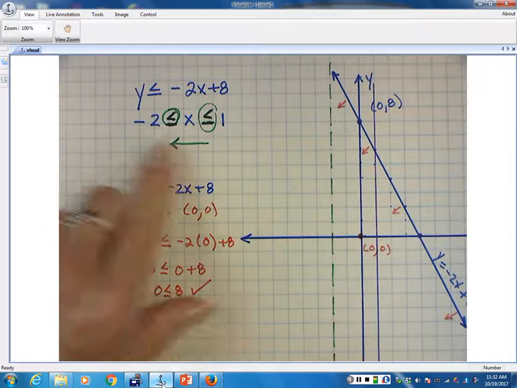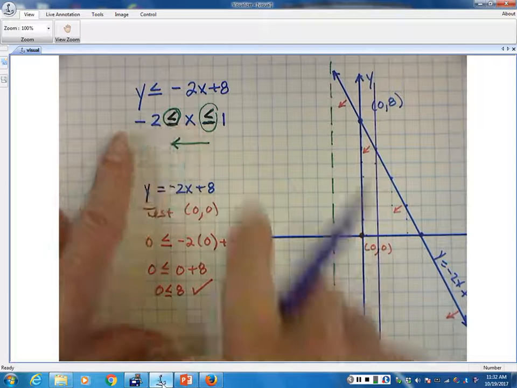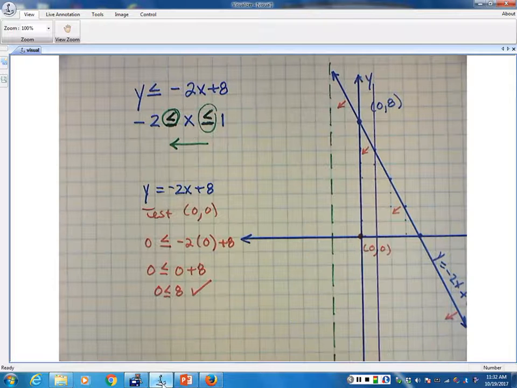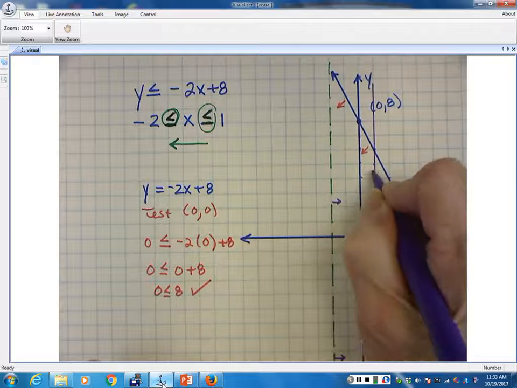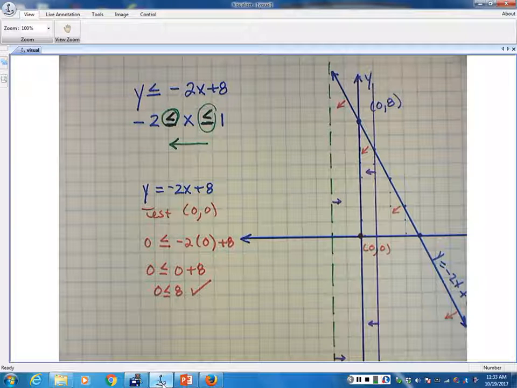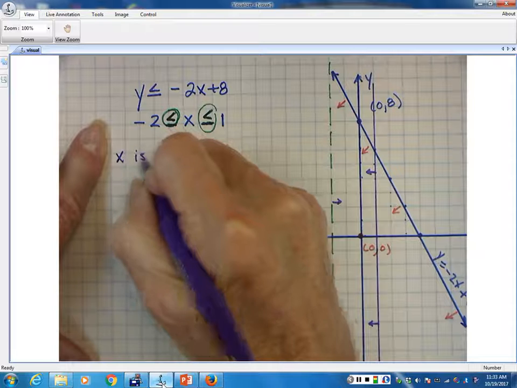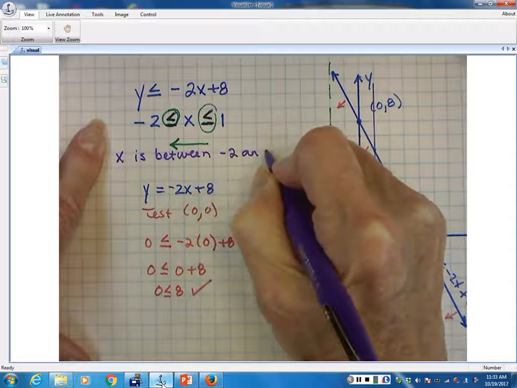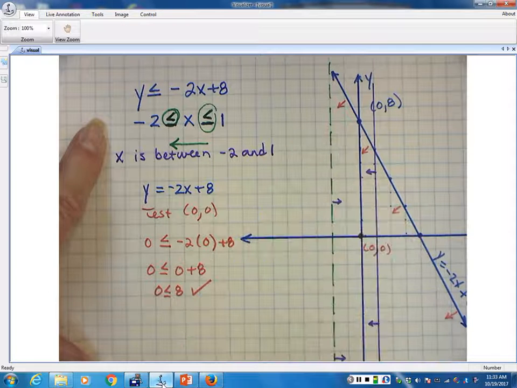And when you have one like this, you don't need a test point, although you could use it. This is x, and it's between those two numbers. So for that reason, the shading is between those two lines. You need to learn to read this as x is between negative 2 and 1. And this is where x is between those two lines. Okay?